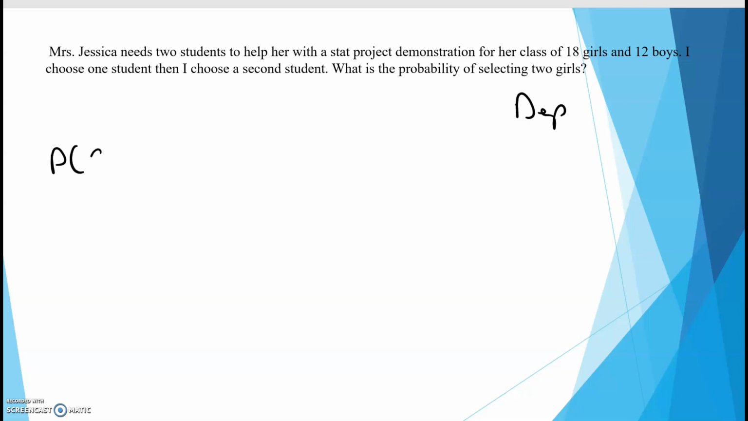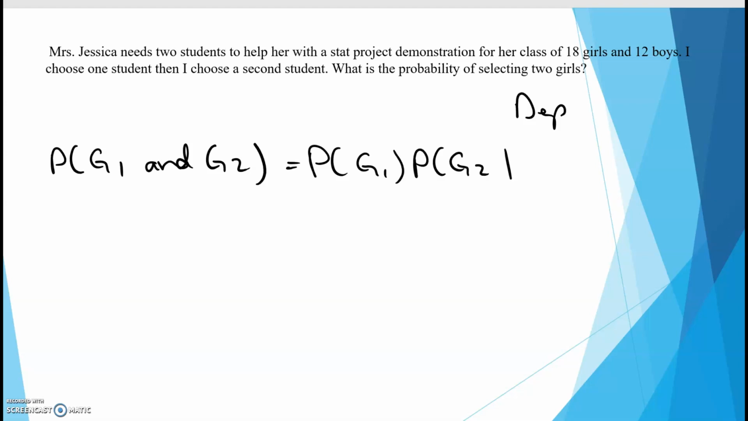So the probability of choosing girl 1 and then girl 2 will be the probability of choosing girl 1 times the probability of choosing girl 2, given that I have already chosen girl 1. The probability of choosing girl 1 is 18 girls out of 18 plus 12, that's 30. I've chosen the first girl, and I'm not going to put her back into the drawing pot. She's set aside, and I'm going to choose another one. So I don't have 18 girls left, I have 17. I don't have 30 students left.